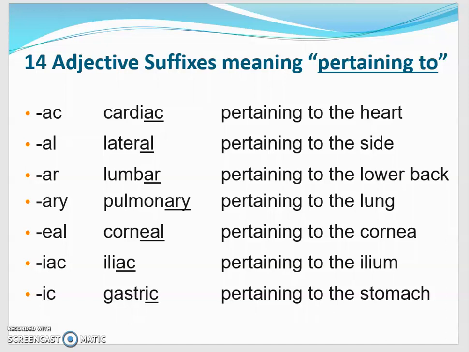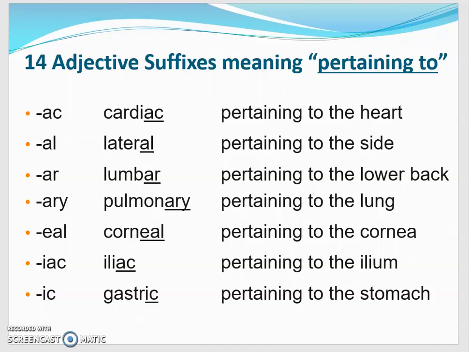Just another thing to note, by the way, before we go any further, all of these suffixes start with a vowel, except for one. So 13 out of 14 of these are going to start with vowels, which means your word building rules are going to apply. And in this case, since they all start with a vowel, you will never need to use a combining form with a suffix, with a pertaining to suffix, except in very rare situations. And we won't even cover those in this semester.